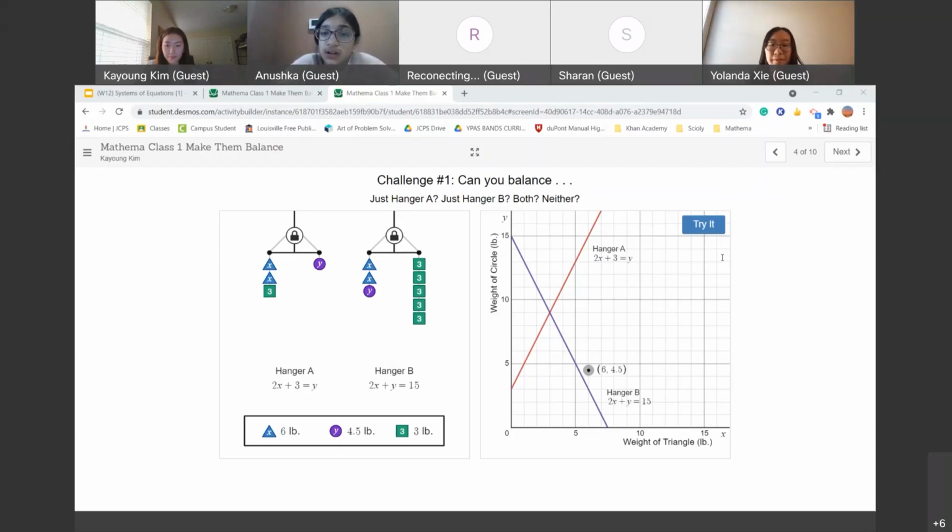All right, so has anyone found the point yet? You can see, like Kayang said, that everything on the red line is going to make hanger A balanced, and everything on the purple line will make hanger B balanced. So where's the point that lies on both lines to make both of the hangers balanced? You can drag your mouse around on the graph, and then it'll tell you the point.